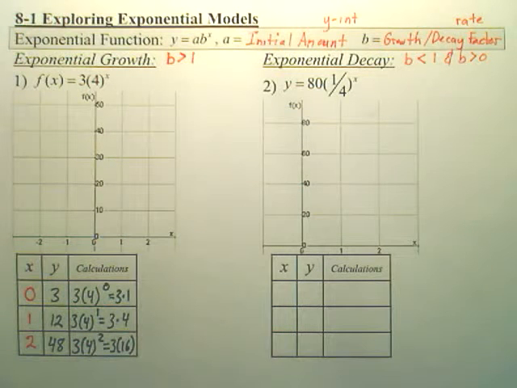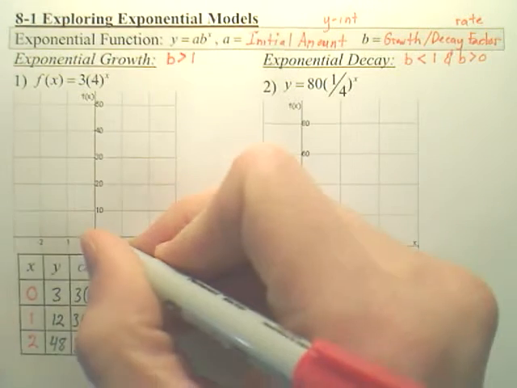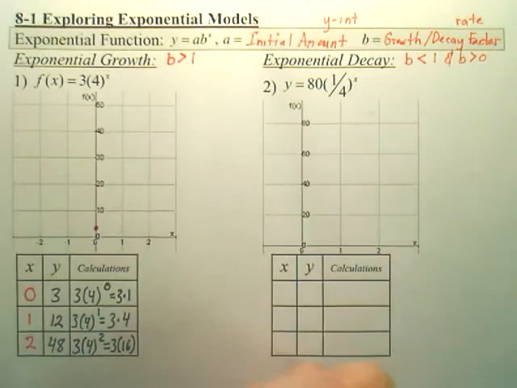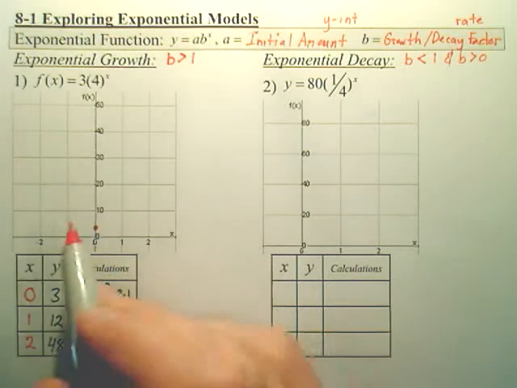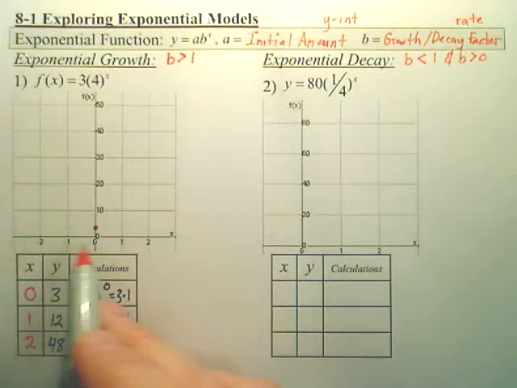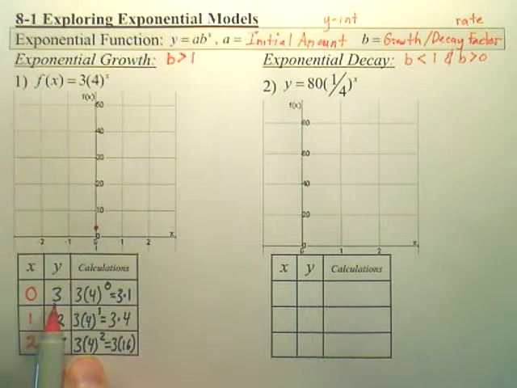Next, let's plot all those. Again, all I did is I chose 0, 1, and 2, my easiest numbers. At 0, I'm at 3. So at 0, 3 is maybe right around here somewhere. Can you see you go by tens here? These are by 1s, these are by 10s. So at 0, you went up 3.